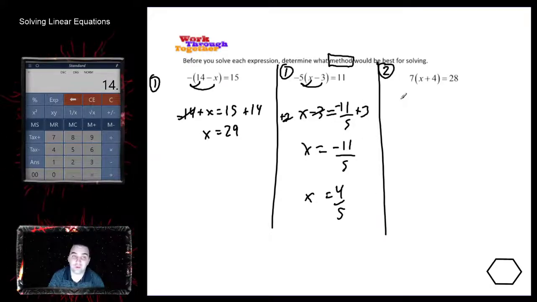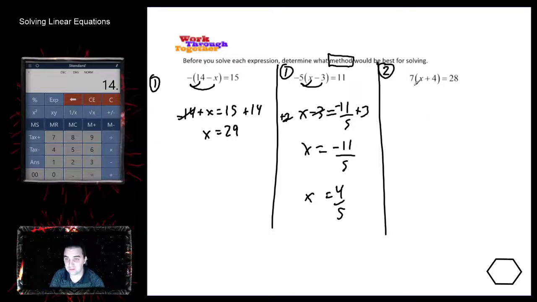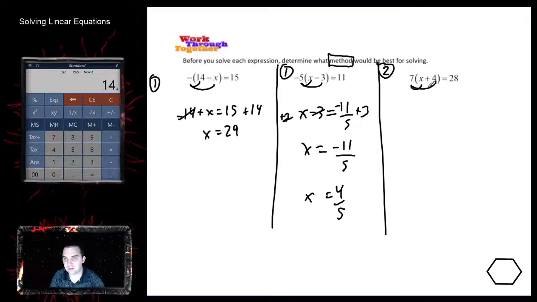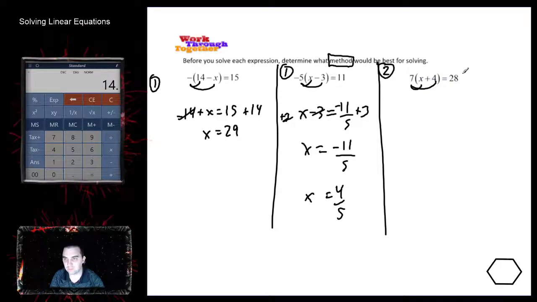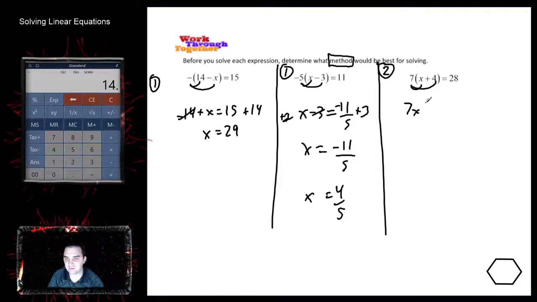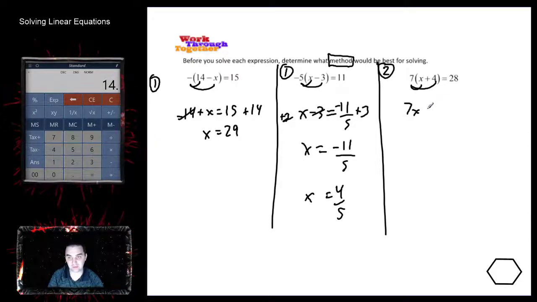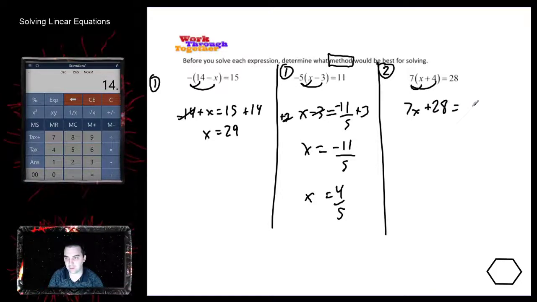It's probably the wrong choice because I keep making the wrong choice, but whatever. Let's go with it. Method 2 is distribute. So let's distribute this in. I know already that that's the wrong choice because, you know, 28 is divisible by 7 very easily. I should just do that. But for practice, let's do this. 7 times x, 7x. 7 times 4 is, guess what? 28. Okay? And that's equal to 28.